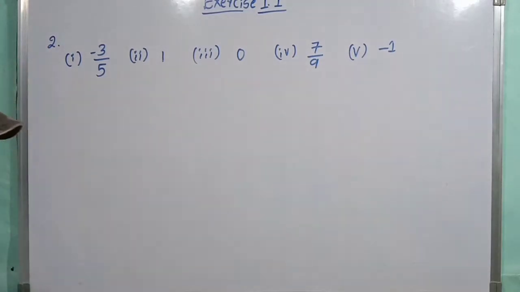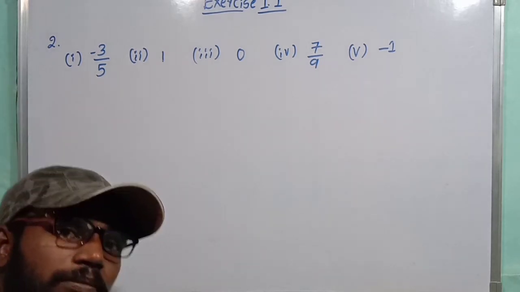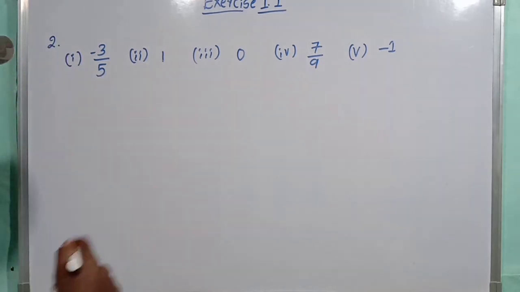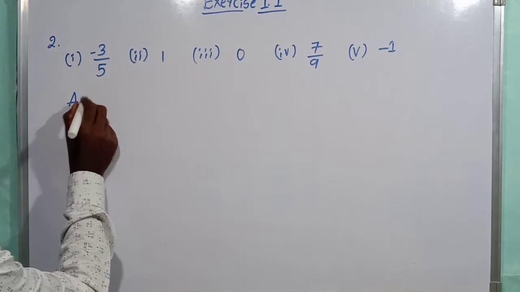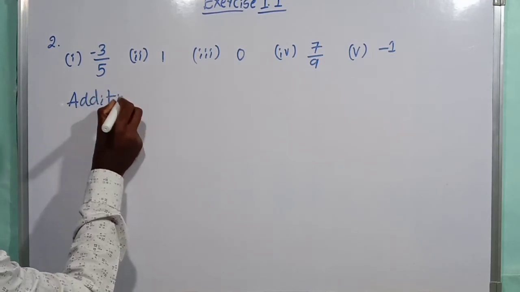Now I'm going to explain the exercise 1.1 second bit. Write the additive and multiplicative inverse of the following. See here, first I am writing additive inverse. So actually, what is the additive inverse?